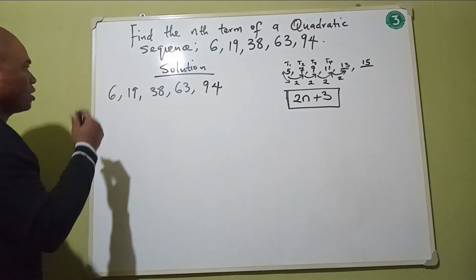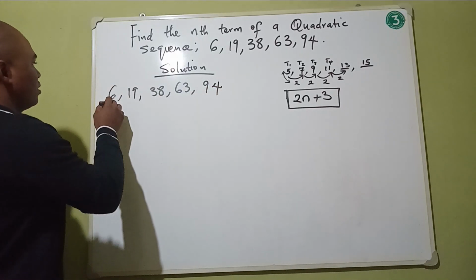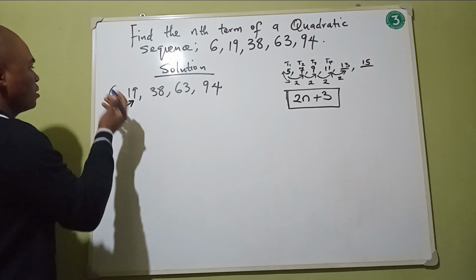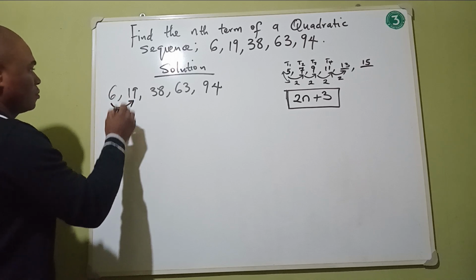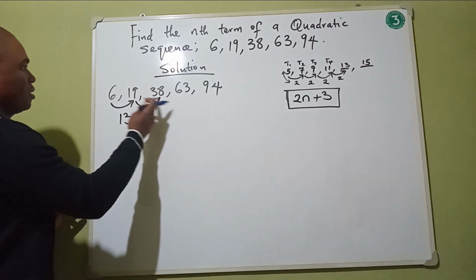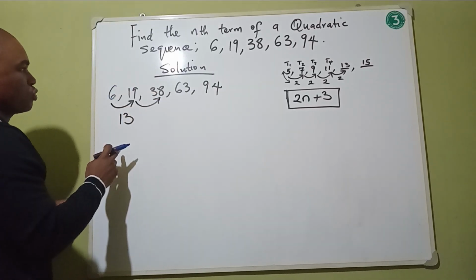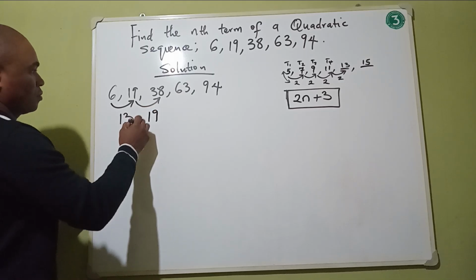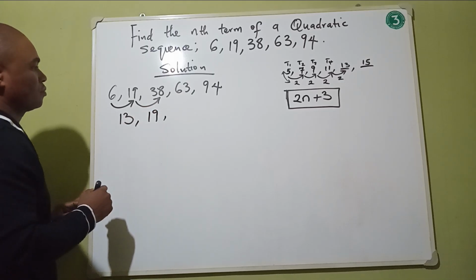Now, let's go. I want to find the nth term of a quadratic sequence: 6, 19, 38, 63, 94. Now, let's find the difference. The first difference there, that is T2 minus T1. This will give me 13. Now, this is T3 minus T2. So this will give me 19.